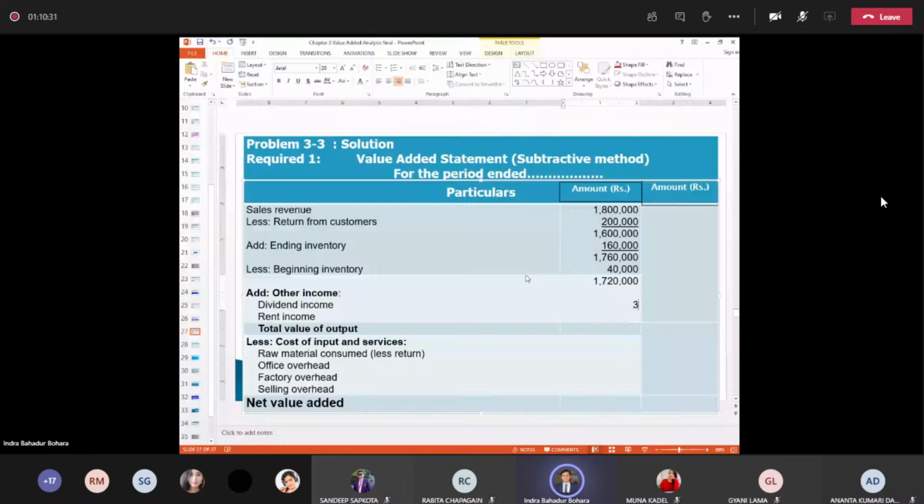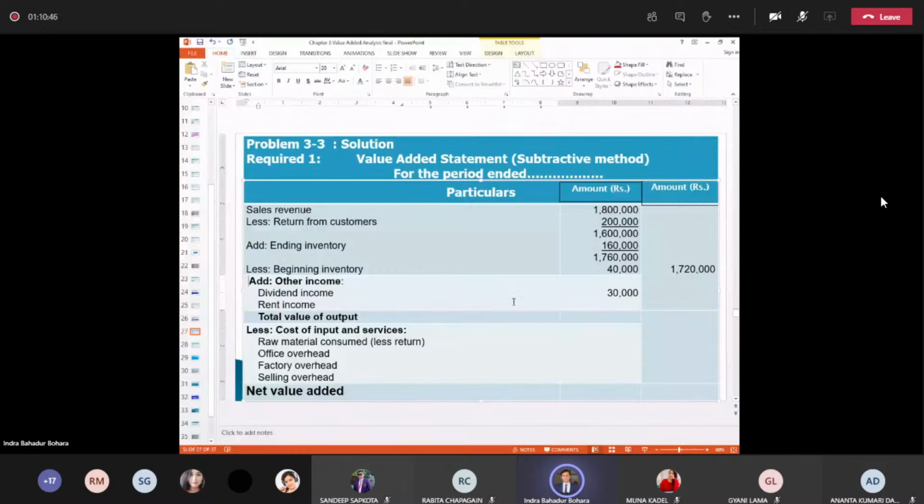Now 17 lakh 20,000, put it in the column above. 17 lakh 20,000, 30,000. Another, rent income is also given to you, 20,000. Rent income is 20,000, so the total is 50,000. Written in the second amount column.